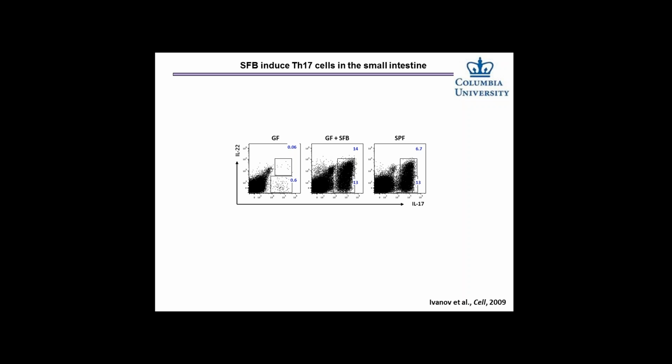So using fecal material from these animals, we colonized germ-free mice, and we were able to show that, in contrast to all the other experiments and all the other bacterial species that we tried, SFB can by itself, as a monocolonization, induce Th17 cells. It can induce both IL-17 and IL-22 production from CD4 T cells, at levels that are very similar to the steady state levels in conventionally raised mice.